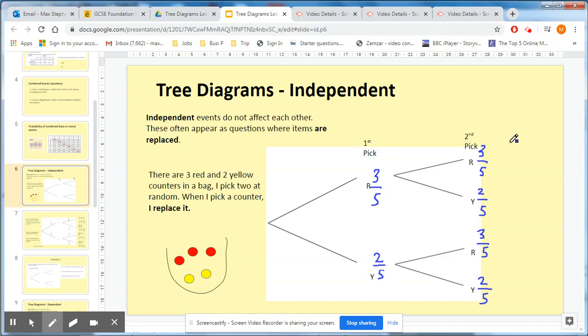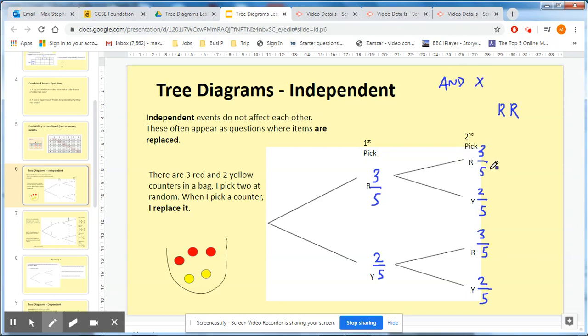The other thing I can do with these is I can say, what is the probability, for instance, of getting a red and then a red? So if I'm going to start that here, that would be getting a red and then a red. So remember, this is and, red and then a red. So I'm going to multiply.